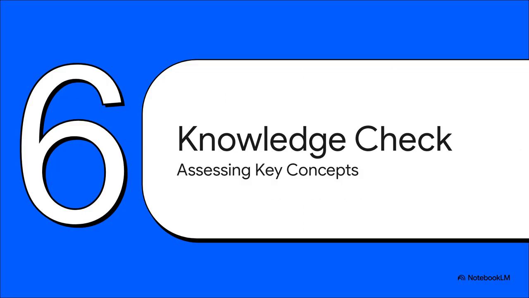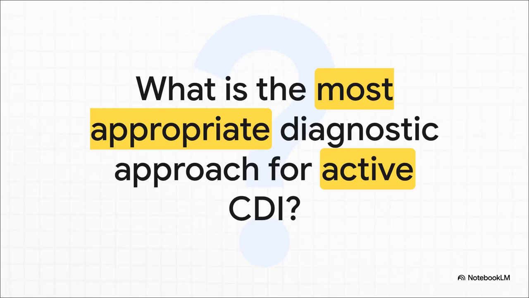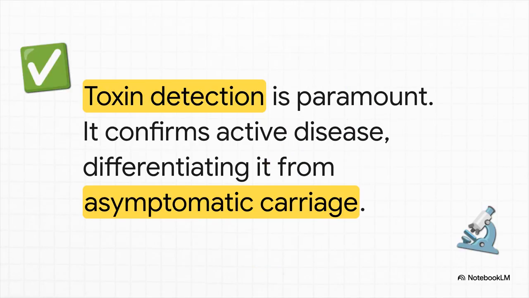Okay, let's conclude by just quickly testing our understanding of some of the critical concepts we've discussed. First up, a question on the absolute cornerstone of our entire management pathway, diagnosis. The correct answer here is B. The crucial point, the take-home message, is this: toxin detection is paramount. A positive PCR or culture is just not enough. It may only indicate asymptomatic carriage. Toxin detection is what confirms the pathophysiological activity that's actually causing the disease.